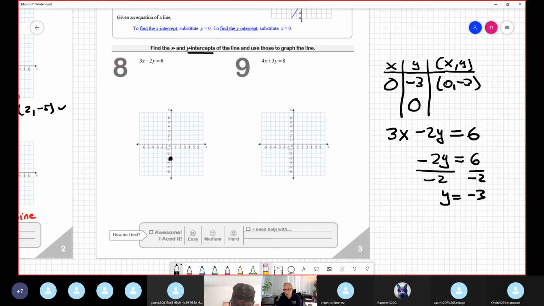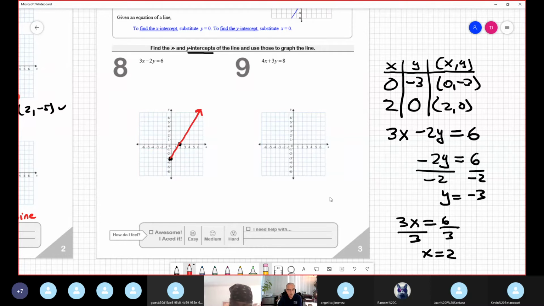Similarly, suppose I plug in y equals 0. Then 0 is nothing, and what stays is 3x equals 6. Divided by 3, x equals 2. It's 2 here, and this is the point 2, 0, which is on the x-axis. Now we are ready to connect it with the line. I'm using my ruler.